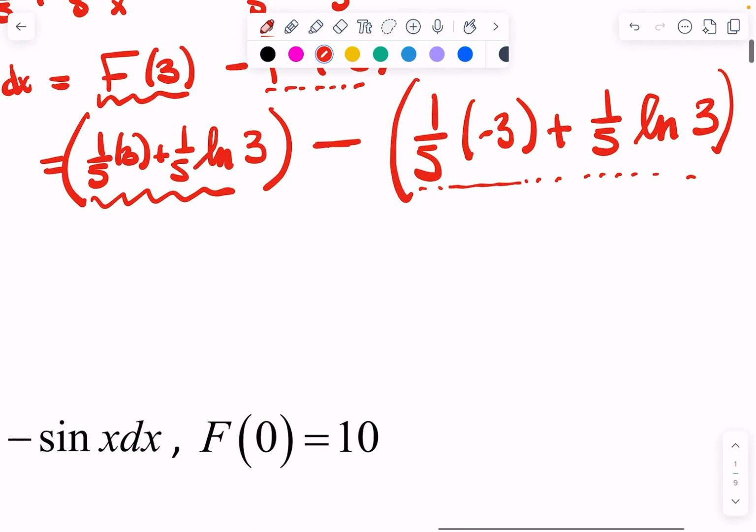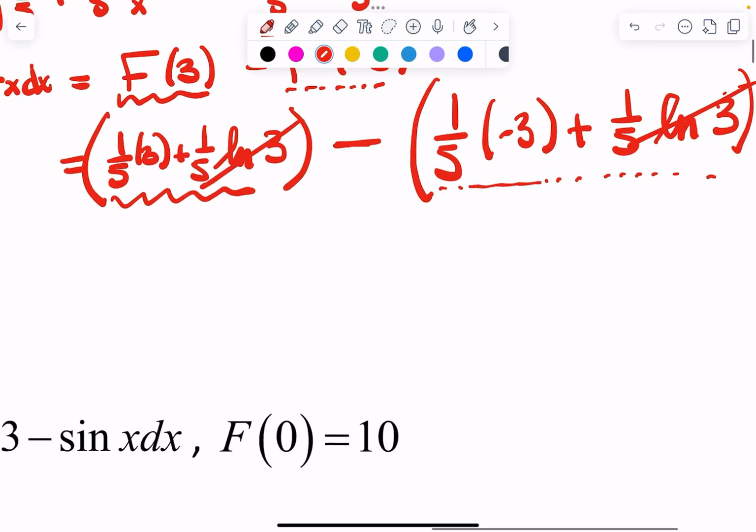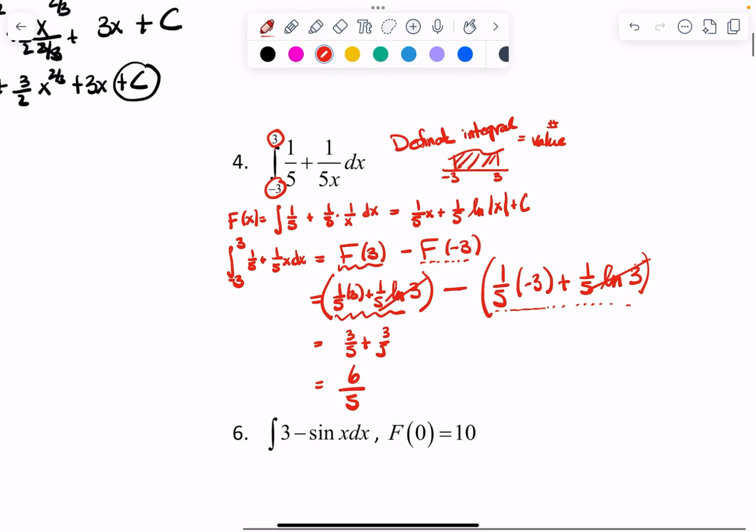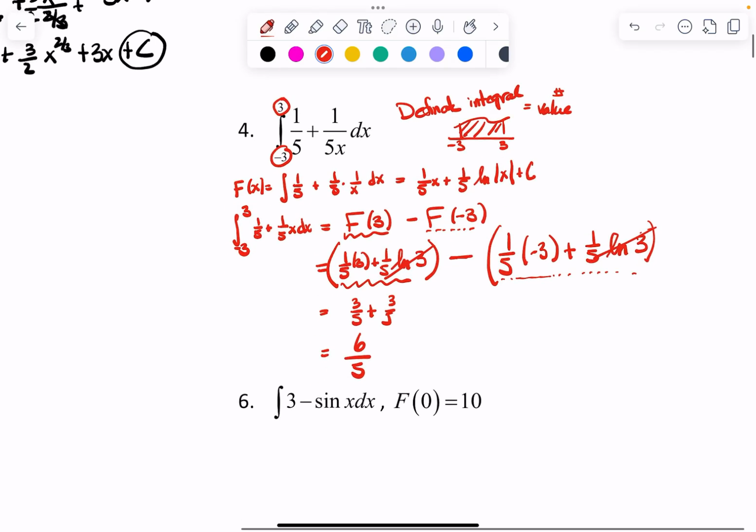Now we're just going to use our math skills, right? Ln of 3 minus ln of 3. These are going to cancel because they're the same. And then I'm going to get 3/5 plus 3/5. So the answer is 6/5. So that was a definite integral.